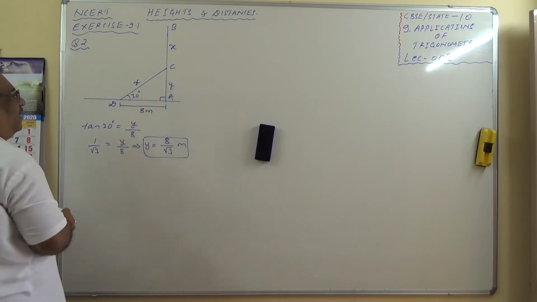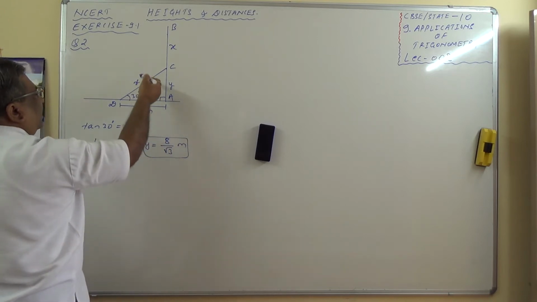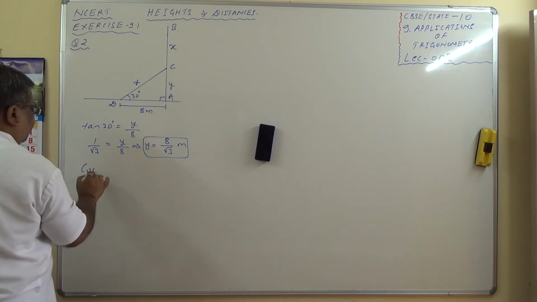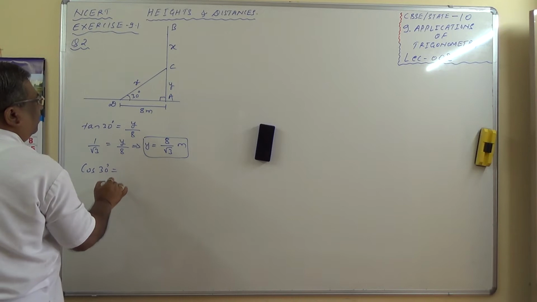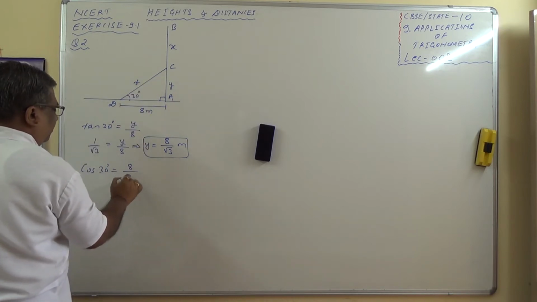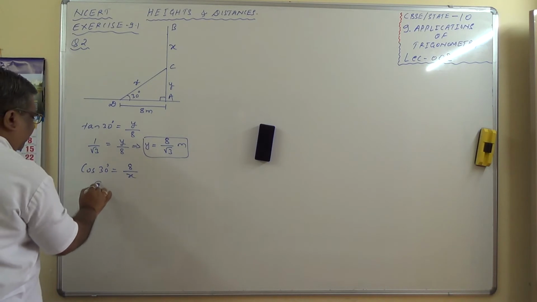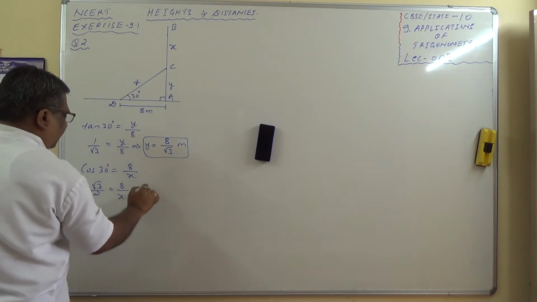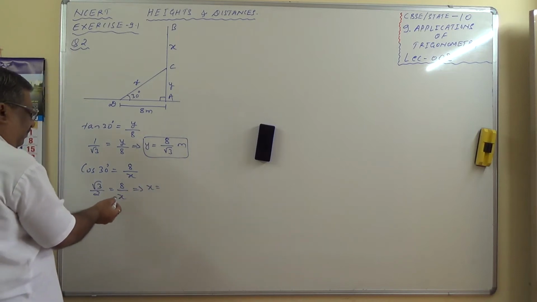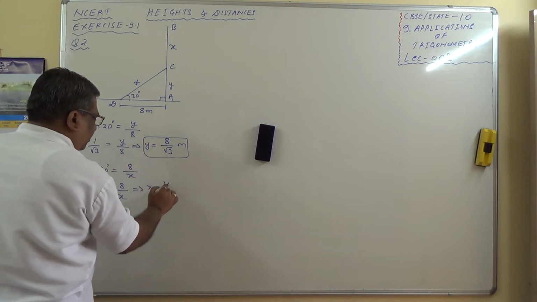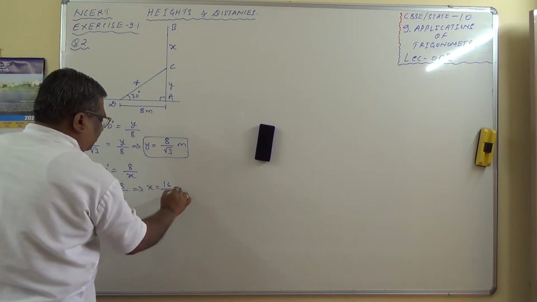Now let us calculate x here. 8 by x is cos 30. That is, cos 30 is equal to adjacent by hypotenuse, and cos 30 is root 3 by 2, which implies x equals 2 into 8 divided by root 3, 16 by root 3 meter.